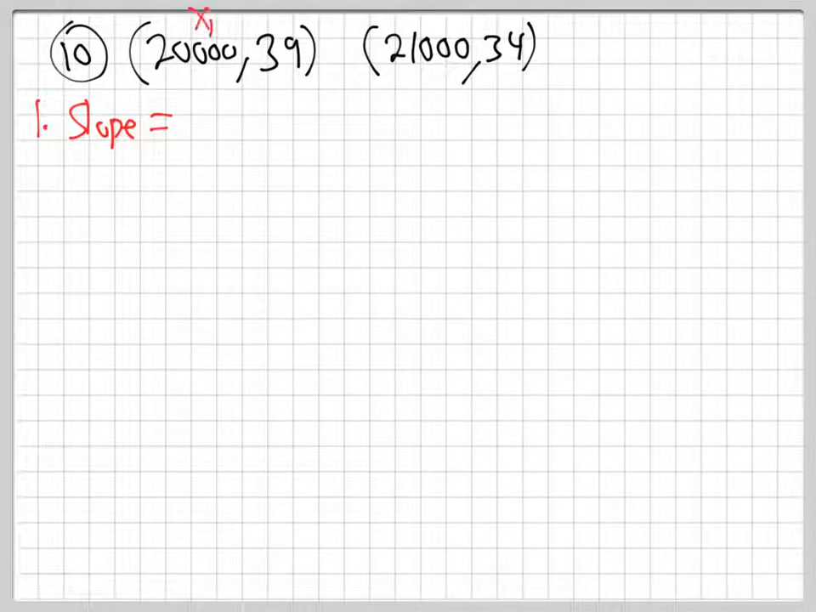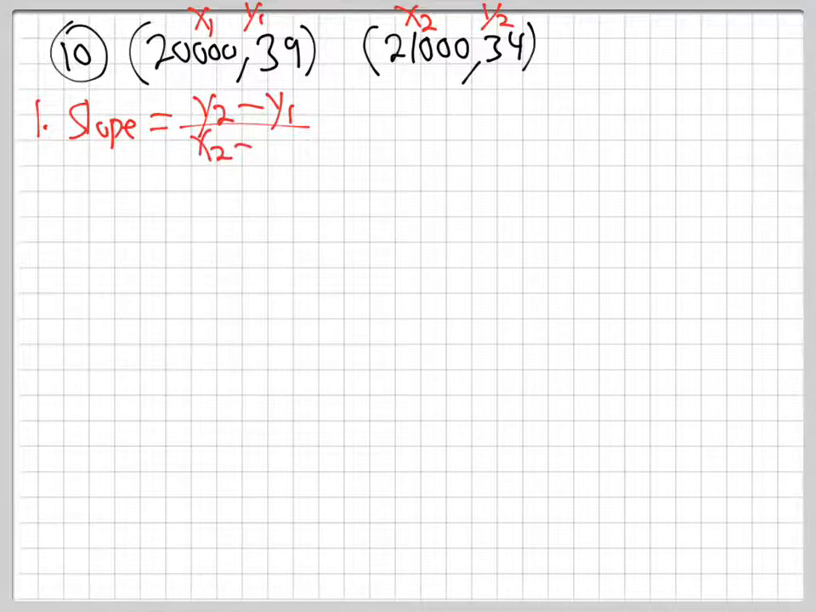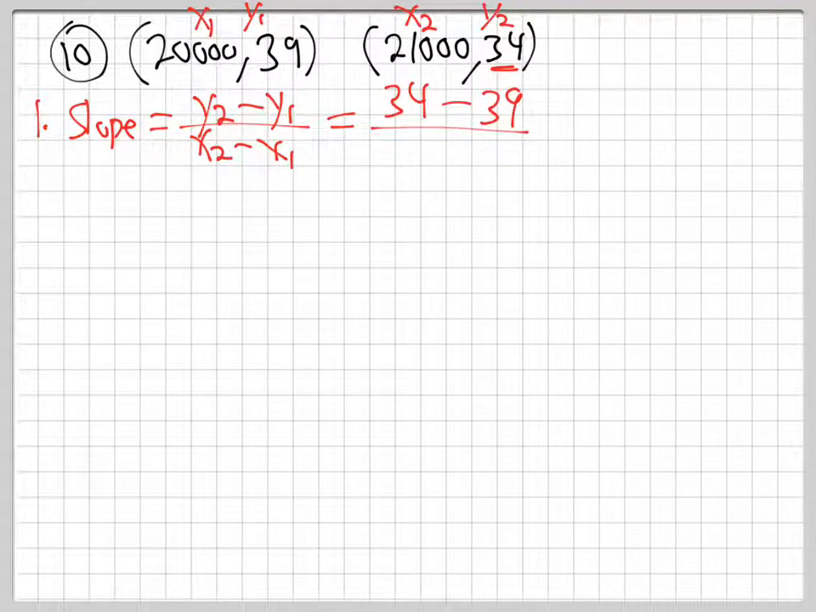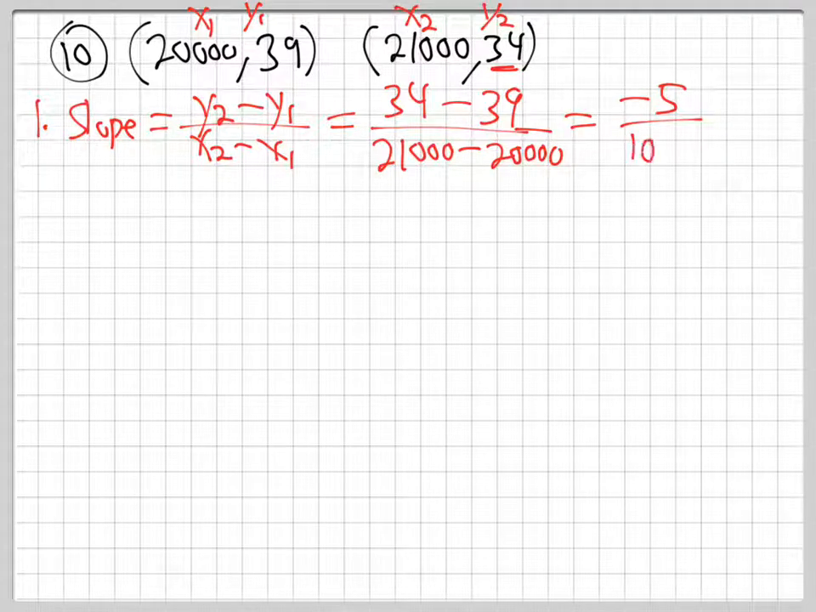Slope equals, this is x1, y1, x2, y2. So y2 minus y1 over x2 minus x1. So 34 minus 39 over 21,000 minus 20,000. So minus 5 over 1,000.